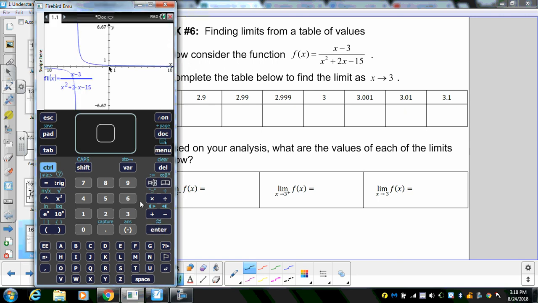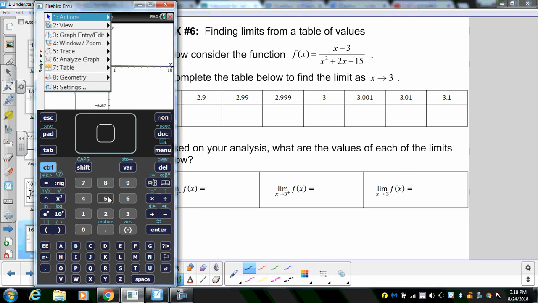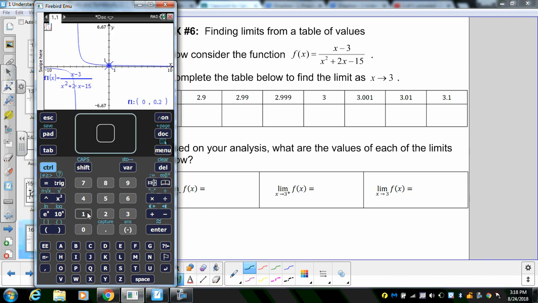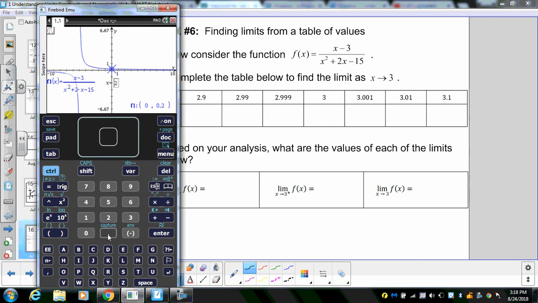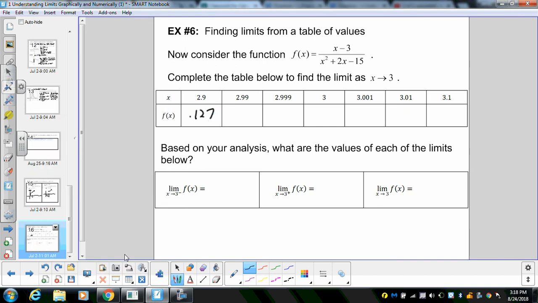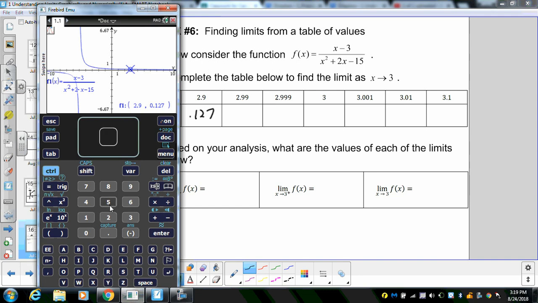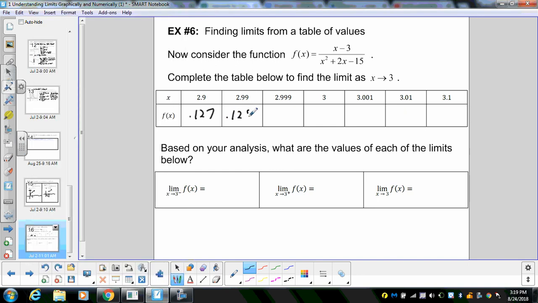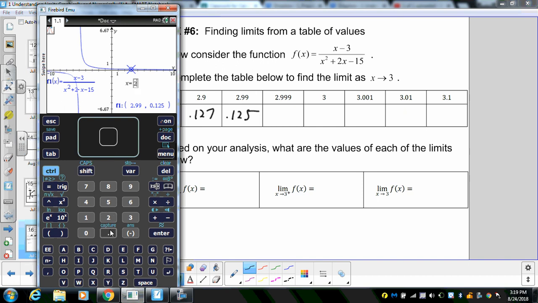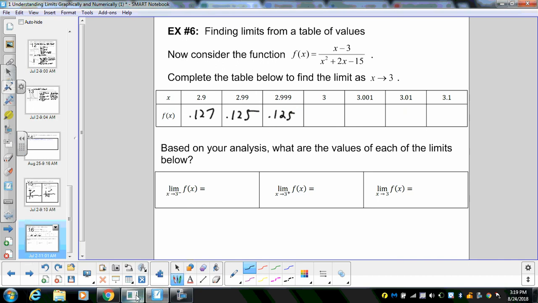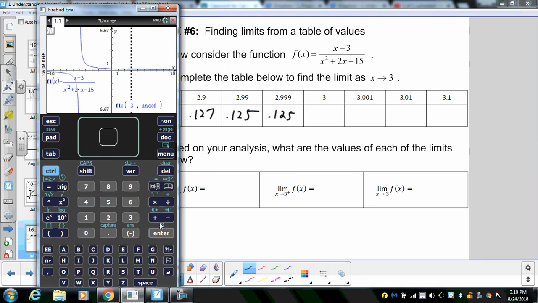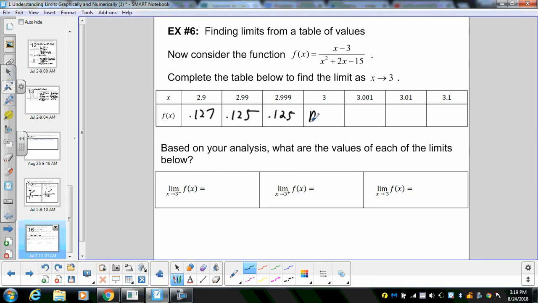All right, if I do menu, trace, so 5, graph trace, so 1, I can just type the value. For instance, we are looking at 2.9, so I type 2.9 and hit enter, and I actually get the value, 0.127. If we do 2.99, you'll see it says 0.125. The next one, let's do 2.999. Still 0.125. All right, so let's do 3. We see it's undefined, so it does not exist at that point.